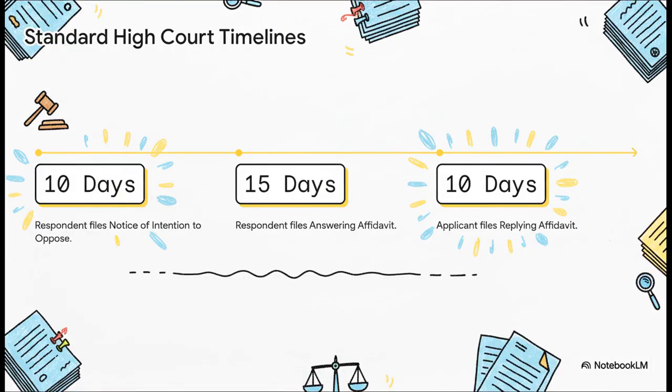And just to give you a sense of the pace, here are the standard timelines in the High Court. Once the case gets started, the respondent usually has 10 business days to say they're going to fight it. Then they get another 15 days to file their answering affidavit. After that, the applicant has a final 10 days to reply. It's all very methodical, and it keeps things moving.